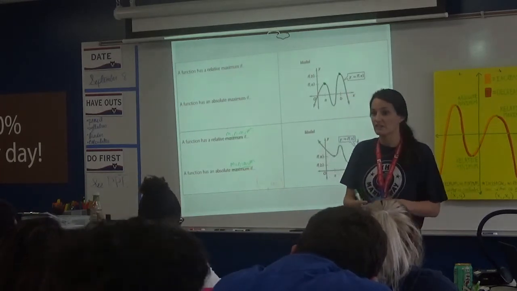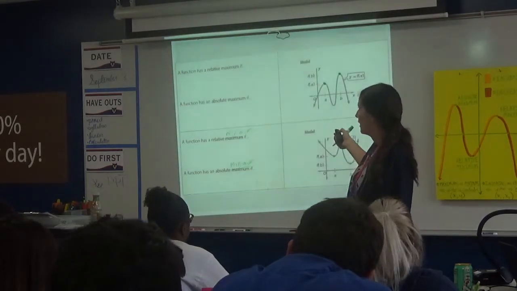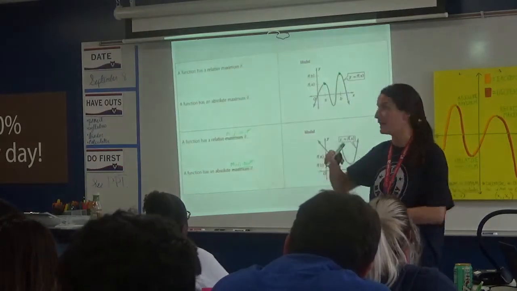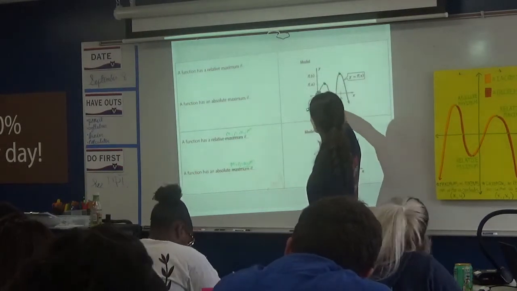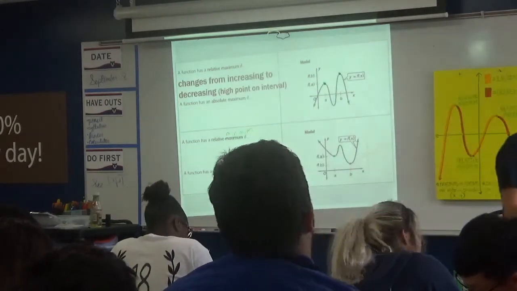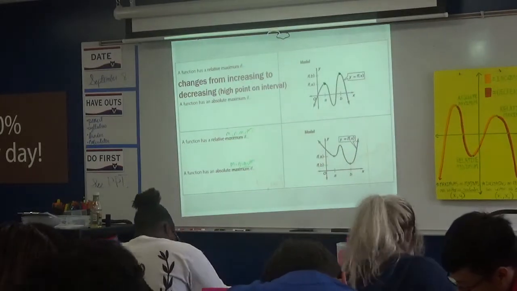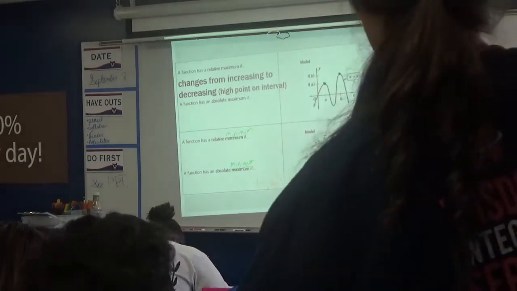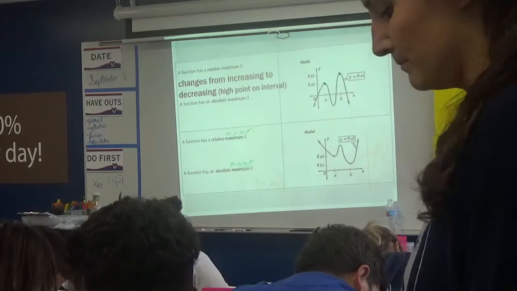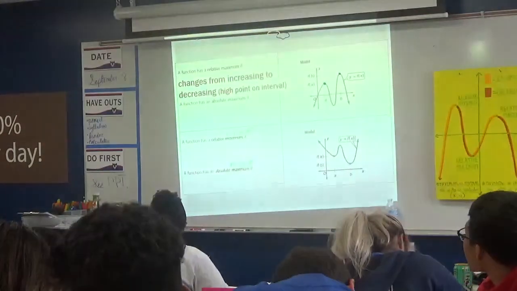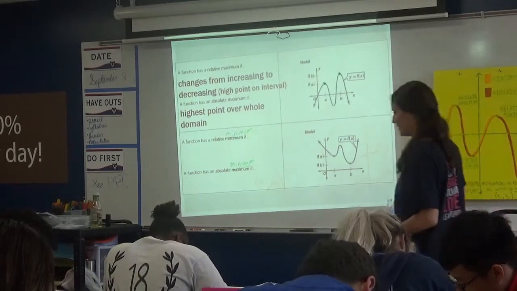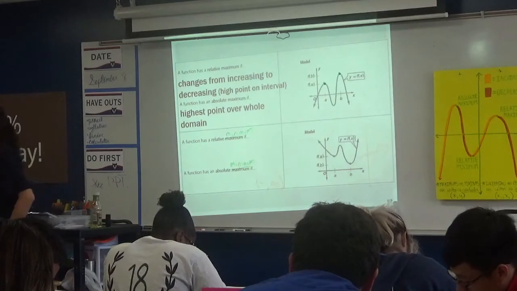So this is the absolute highest of highs. This one is relative. It's just a point along the way where we had the top of a hill. We went from going up to going down. So a relative maximum is anywhere it changes from increasing to decreasing. You're going to get a high point on your interval. And then the absolute maximum is also increasing to decreasing, but it's the highest point on the whole domain, on the whole graph, for any of the x values.